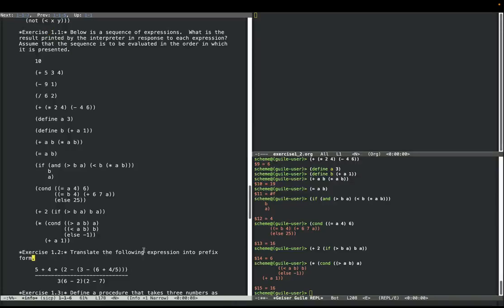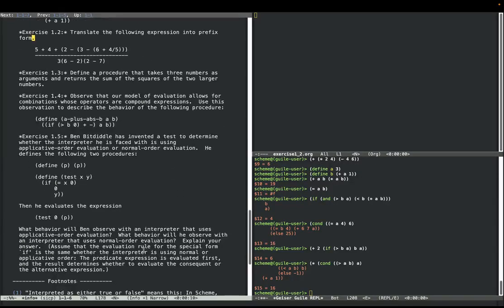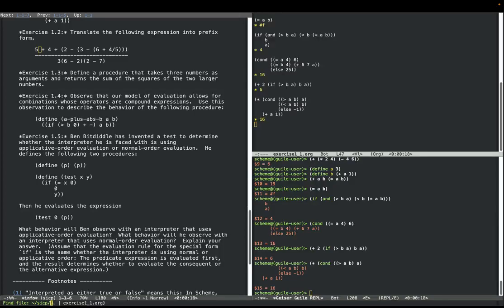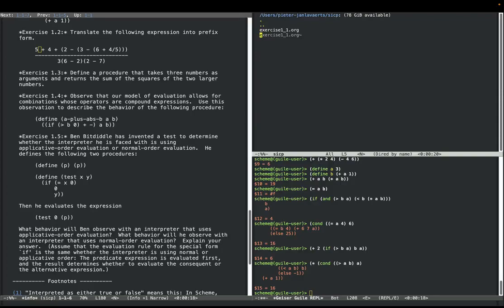Exercise 1.2. Translate the following expression into prefix form. We could have just, okay, wait. Exercise 1.2 dot scheme, and then okay.